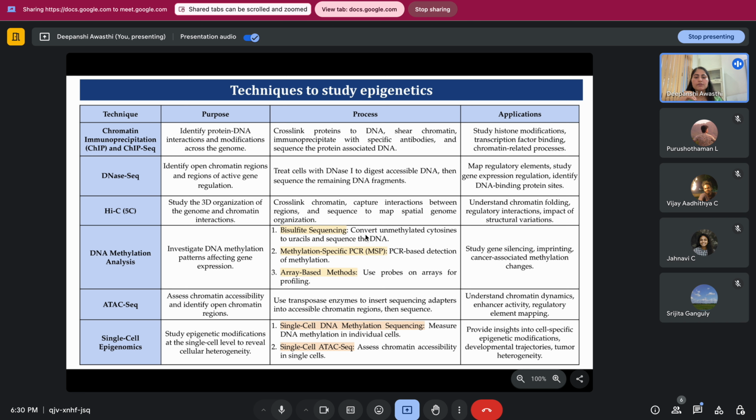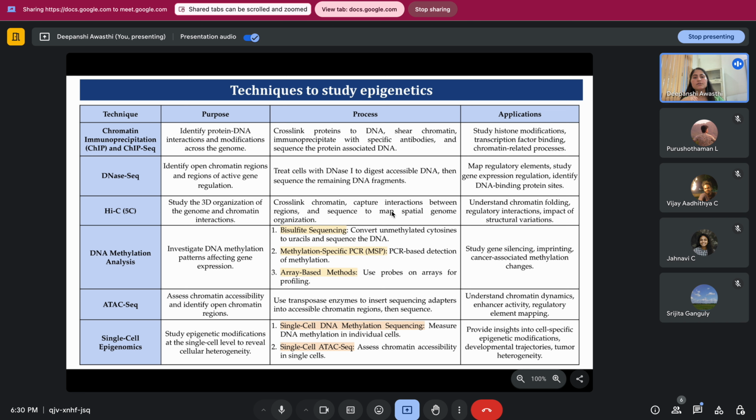So in this case, what we will do is convert the cytosines which are unmethylated to uracil by using the enzymes. So in this case, we will use the bisulfite treatment. By bisulfite treatment, the cytosines which are unmethylated will get converted to uracil, and the cytosines which are methylated will remain as cytosines.